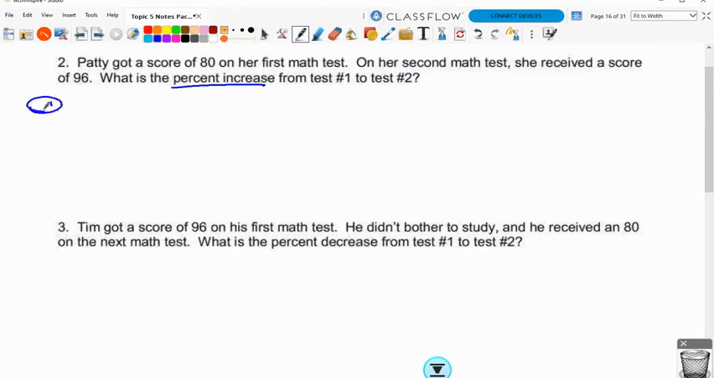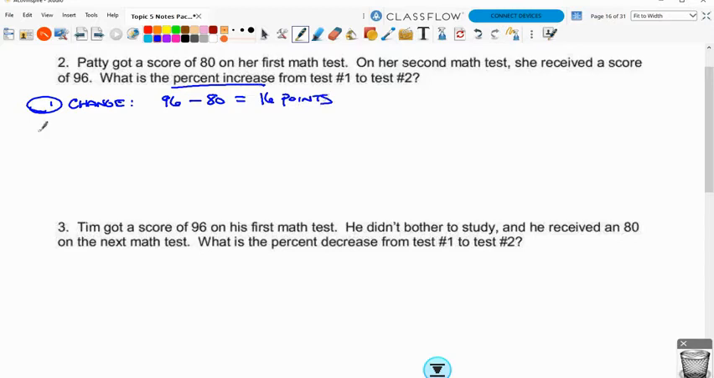The first thing we need to do is calculate how much change there was. Well, to figure that out, we're just going to subtract the two scores, 96 minus 80. Her score changed by 16 points.